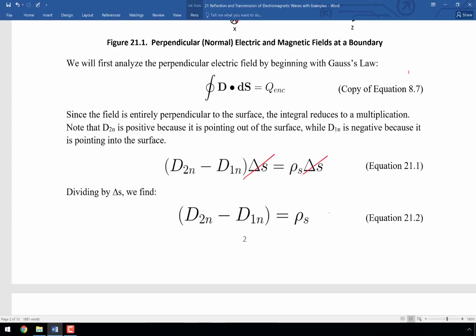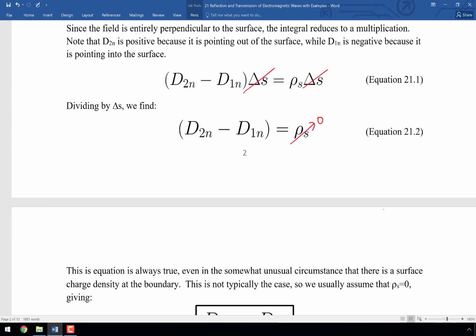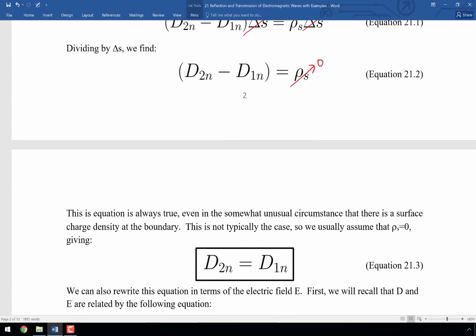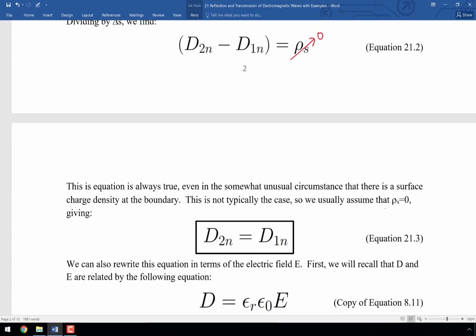circumstances. But most of the time, rho sub S is going to be equal to 0. And so if there is no surface charge density, we're going to say rho sub S is equal to 0, and that's our assumption. We aren't proving that. We're just saying that in most cases that's true. And if that's true, then D sub 2n minus D sub 1n equals 0, or D sub 2n equals D sub 1n. So we're going to do 4 cases, and this is our first of those 4 cases.